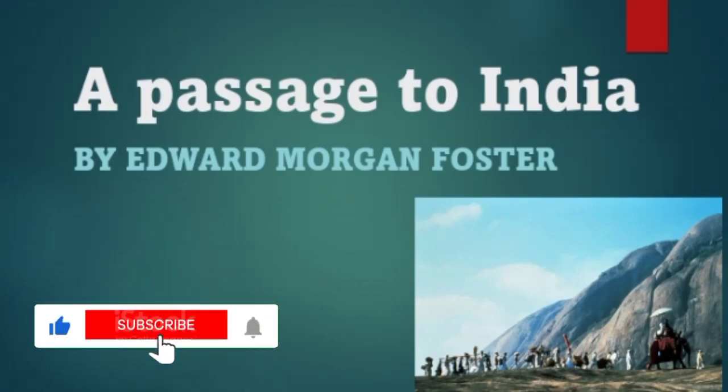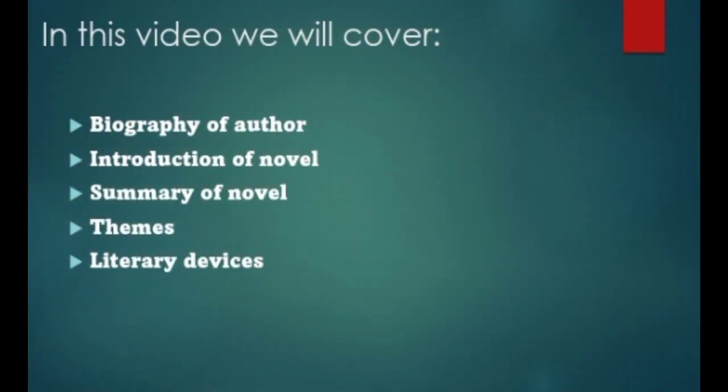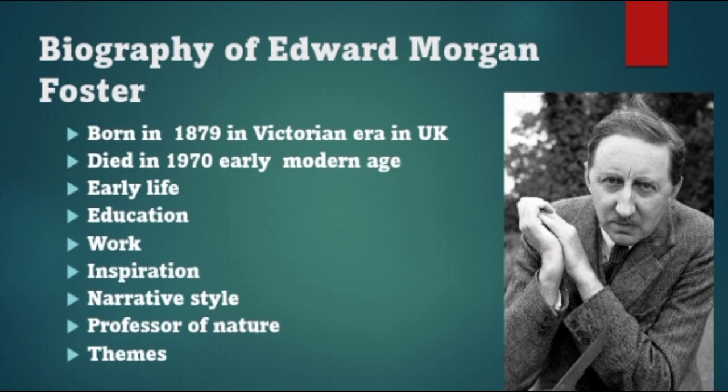Assalamu alaikum. Today's topic is about A Passage to India by Edward Morgan Forster. In this video, we will talk about the biography of the author, introduction of the novel, summary of the novel, themes and literary devices. So let's start with the author's biography.